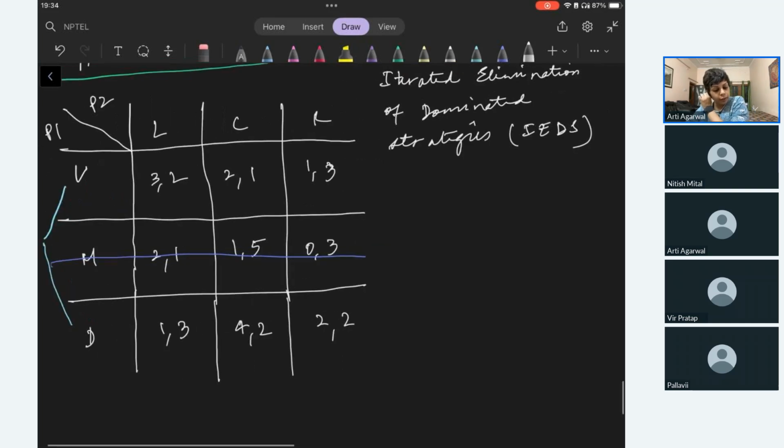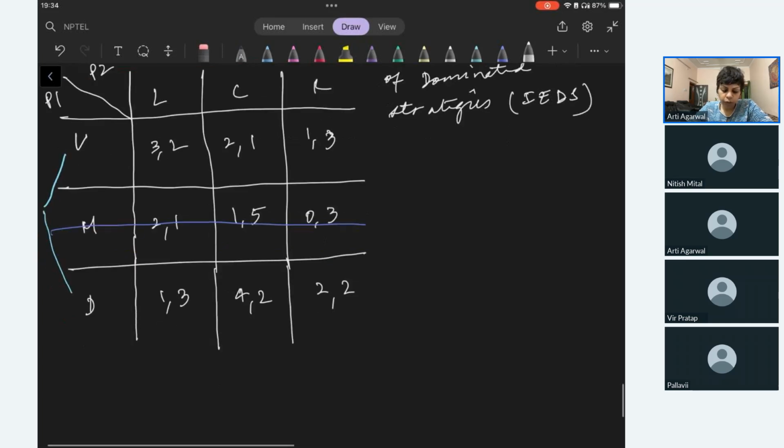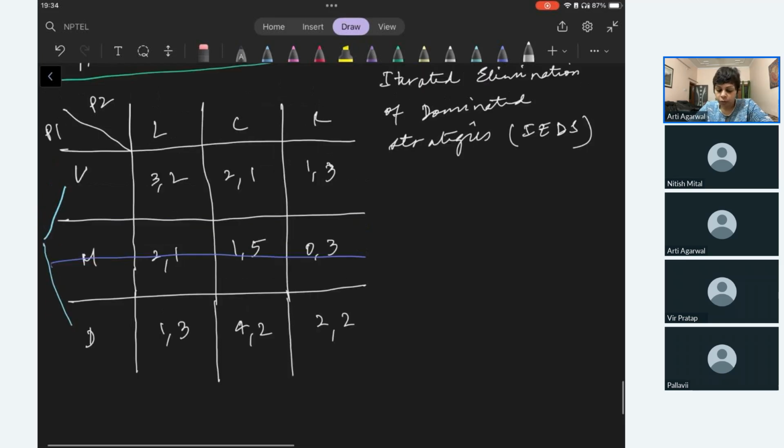For example, when P1 is playing U, P2 is getting a payoff of 2 from L and 3 from R, but only 1 from C. And when P1 is playing D, P2 is getting 3 from L, 2 from R, and 2 from C. So the mixed strategy, a combination of L and R, is weakly dominating C. That means P2 will always prefer to play a combination of L and R rather than C, because it's giving a payoff equal to or higher than what it is getting from C. We can similarly delete C also from the game.